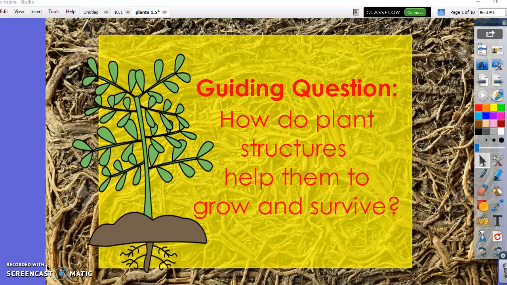Today, we are going to try to answer the question, how do plant structures help them to grow and survive? We've been studying this throughout our first 3 lessons.